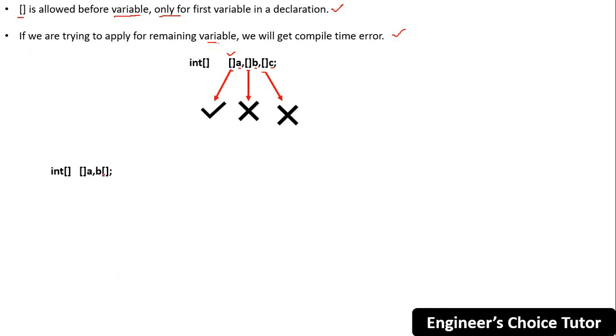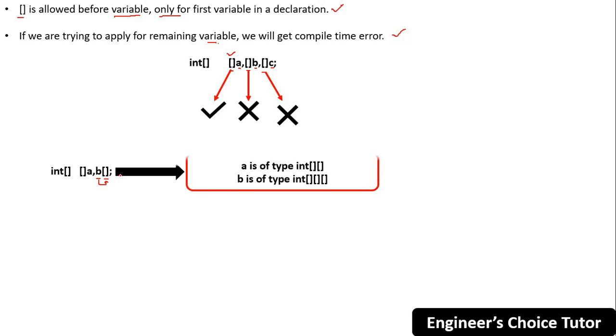Now I have one more example. Here the square bracket is present after the second variable, so it is fine, no issue at all. What does it mean? For a we have one square bracket and two square brackets, so a is of type two-dimensional int array, and b is of type three-dimensional int array. For b, one square bracket is here, another one is here, and one more is here, so three. It means b is a three-dimensional int array. I hope these things are clear to you.